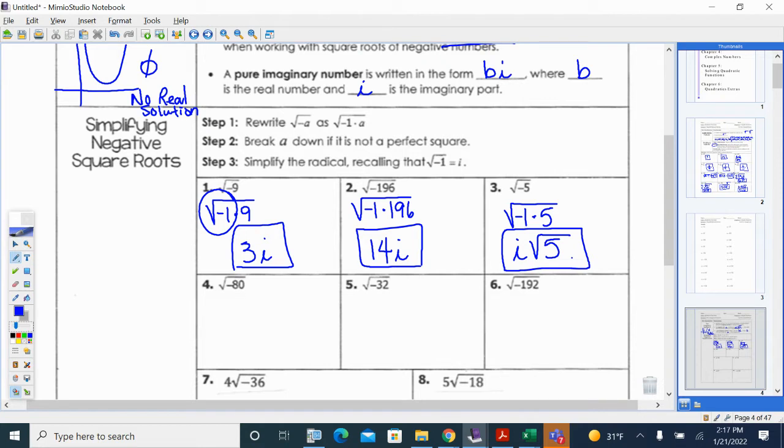Number 4 is similar, but it's not a perfect square. So for this one, the square root of negative 80, I'm going to break this down into negative 1 and then 80. Depending on what method you're choosing to use here, I'm going to use the y equal just for time's sake. I'm going to leave it as negative 1 times 80 underneath that radical. Now, you know and I know now that the square root of negative 1 is going to create an i on the outside of the radical.